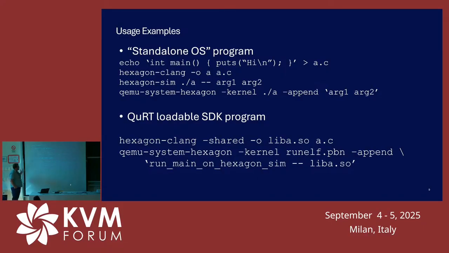Slightly more interesting is the QuRT loadable SDK program. If you look at all the examples, there's more along this line of things with the Hexagon SDK, and it's unfortunate that there's a little bit more activity going on: you have an initial bootable OS, run_elf.pbn. It loads a second stage, run_main_on_hexagon_sim, and that second stage is the one that loads the shared object that contains the user's program. And that reflects how those programs get dynamically dispatched onto a real DSP.